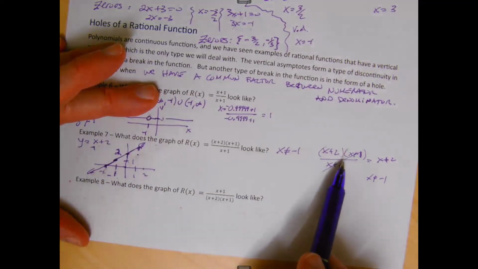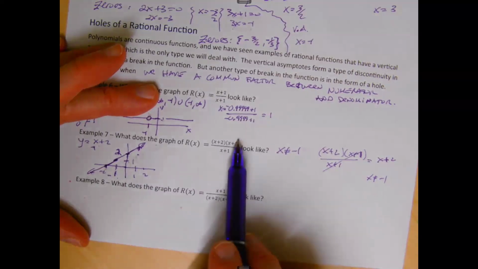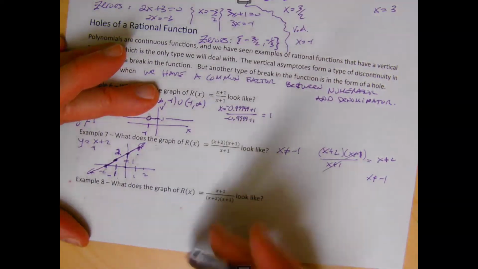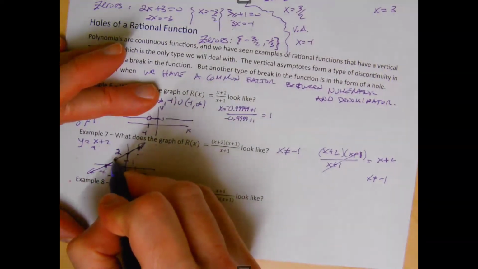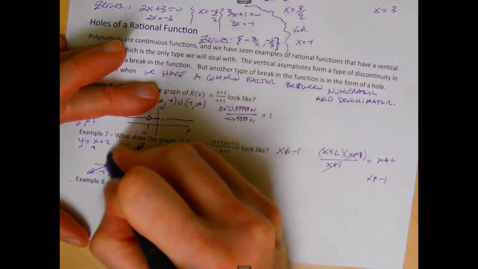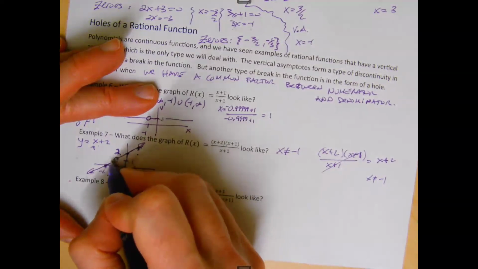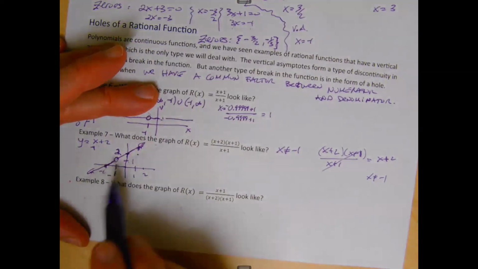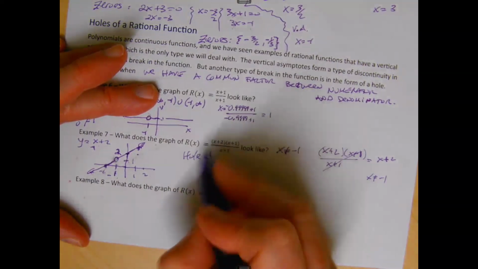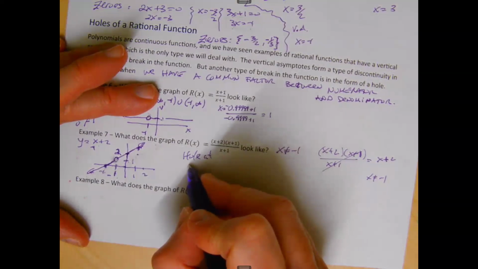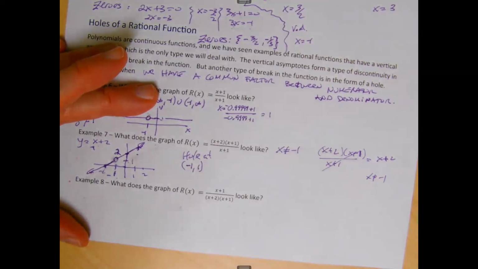But what happens if I enter it into this one, which is the correct one, the original? Well, then I have a hole. So where is the hole at? Well, it's right here. There's going to be a hole, literally a hole at -1, comma 1. That's the location of a hole.